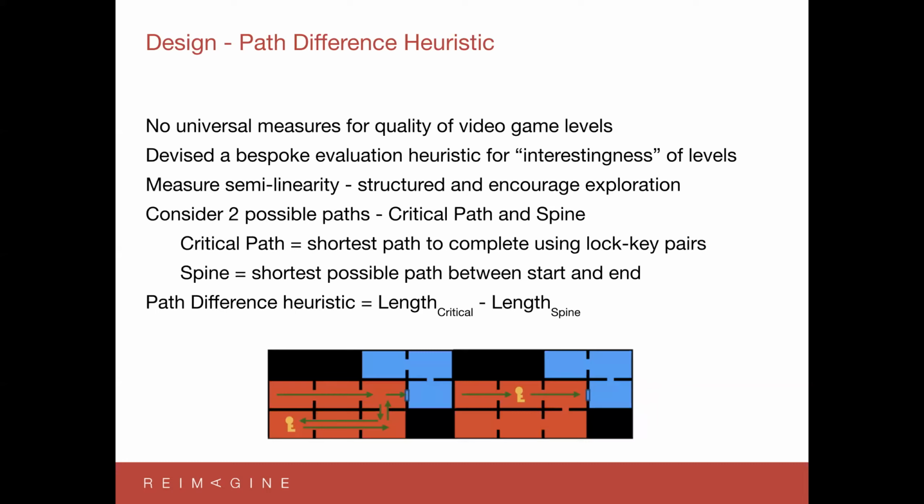Our heuristic calculates the total difference in length between these two paths. The larger the path difference, the more a player needs to explore the map to find the keys. Critical path alone would encourage a single long winding path, whereas the difference between the two paths rewards short spines with branches for exploration. The subtractive value also helps to normalize the value across different sized dungeons.